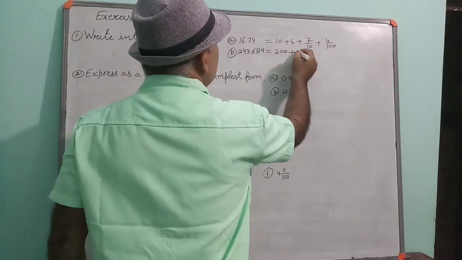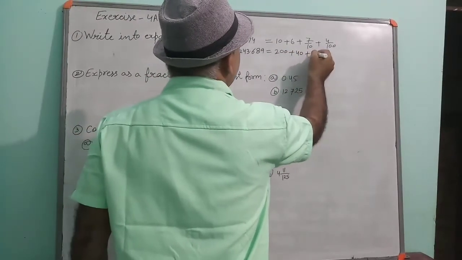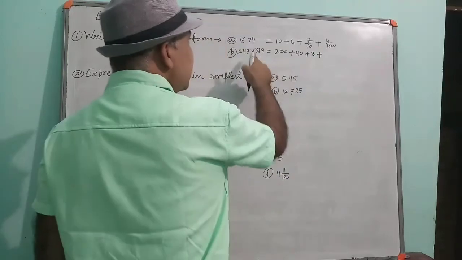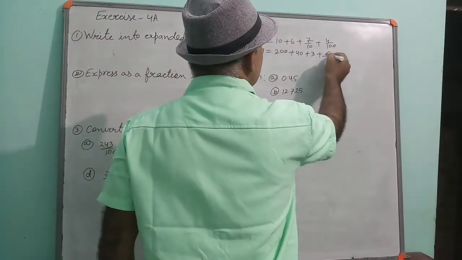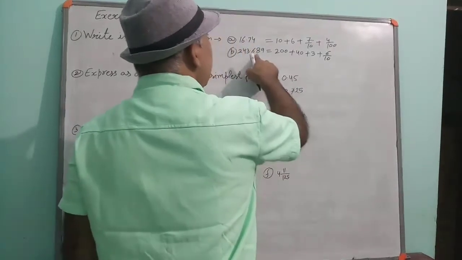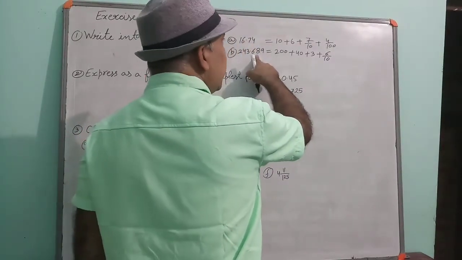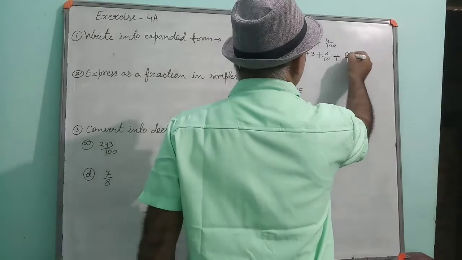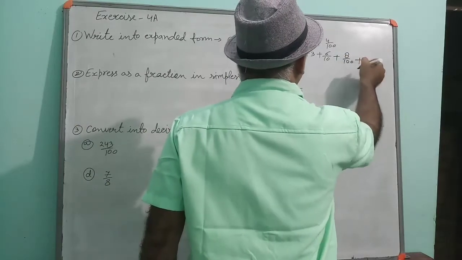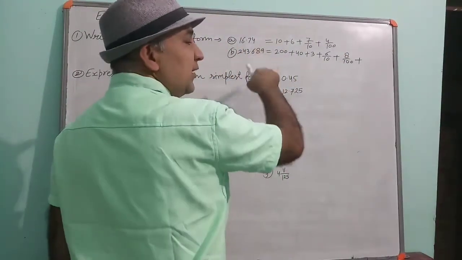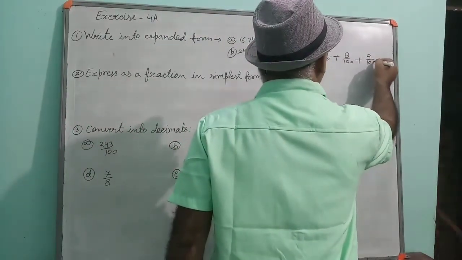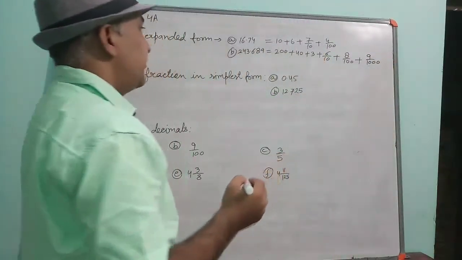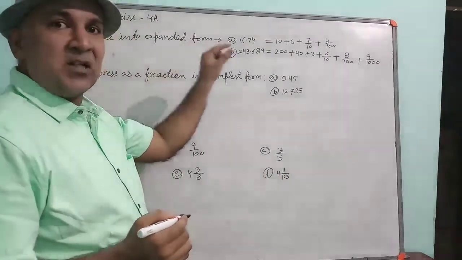243 means 200 plus 40 plus 3, plus 6 is at the 10th place, so it will be 6 upon 10. 8 is at the 100th place, so it will be written as 8 upon 100, plus 9 is at the 1000th place, so it will be written as 9 upon 1000. Understood how to write in expanded form?